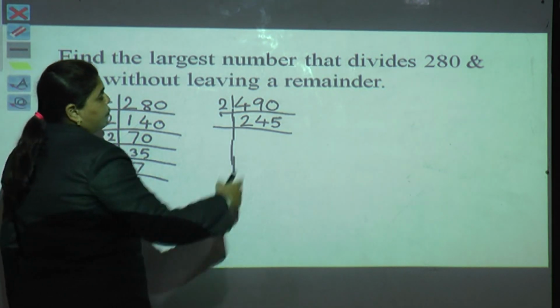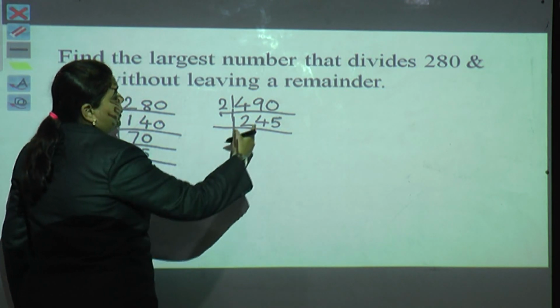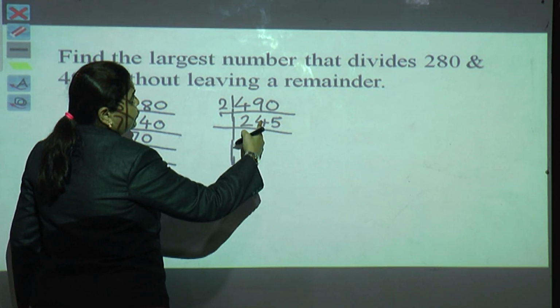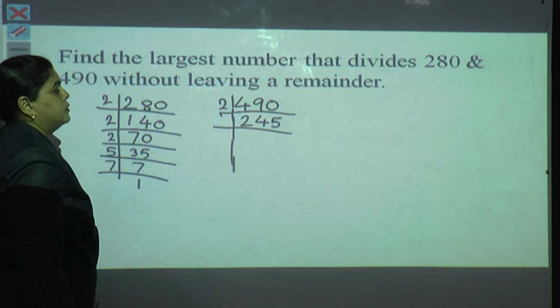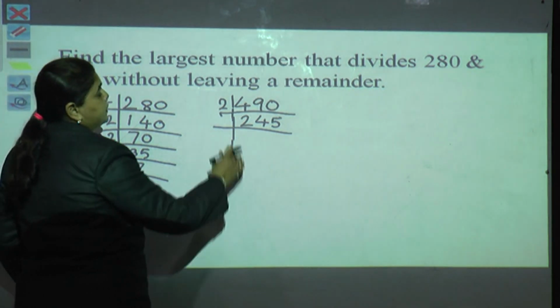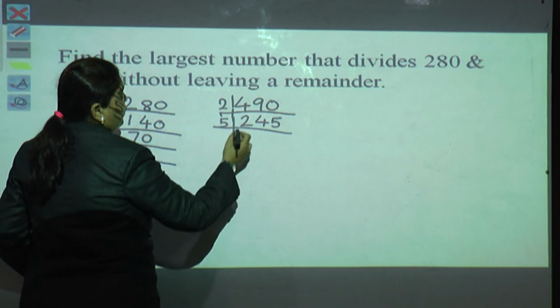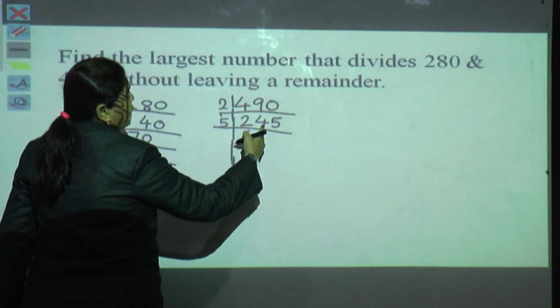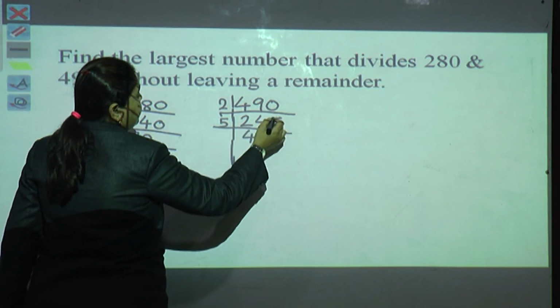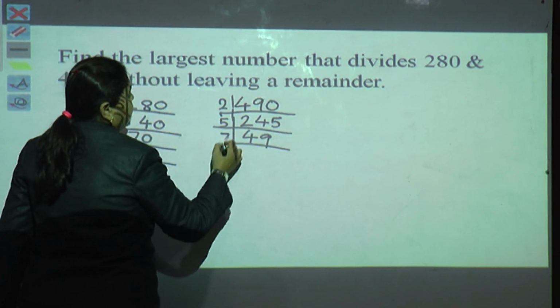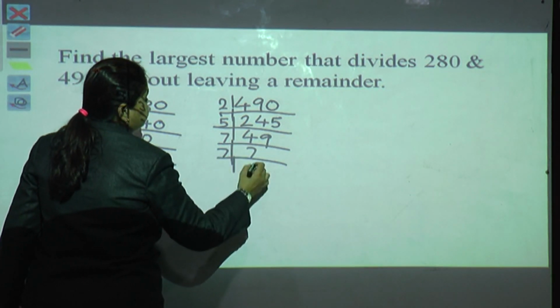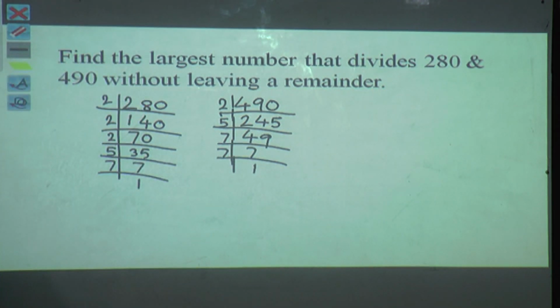So what do we have to do? We will see the sum of the digits. 5 plus 4 is 9, 9 plus 2 is 11. So it is not divisible by 3. We will go directly with 5. 5 4s are 20, 24 minus 20 is 4 left, so it is 45. 9 5s are 45. Here directly 7 7s are 49, 7 1s are 7. Now you can find the HCF, that is the highest common factor.